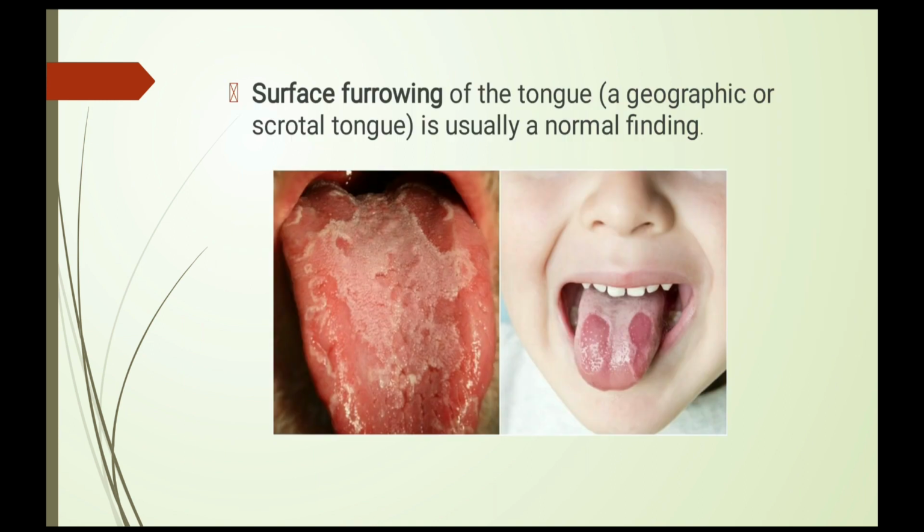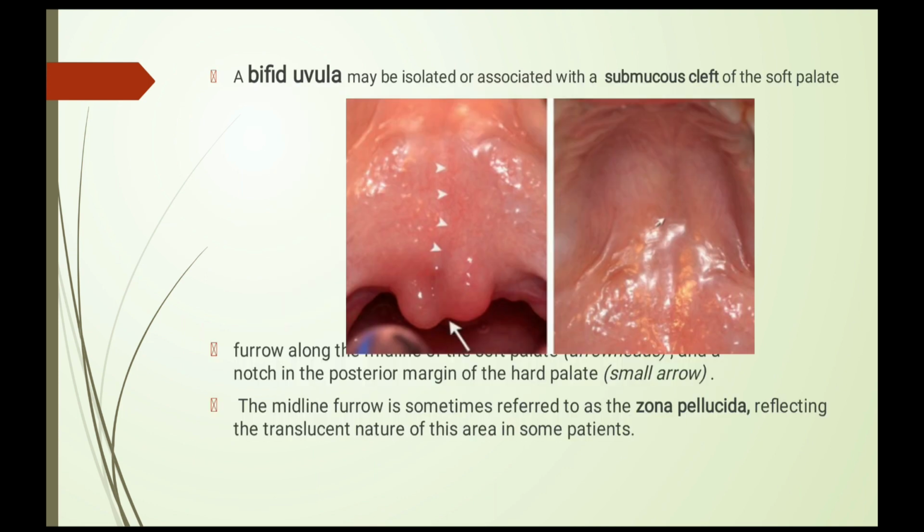Surface furrowing of the tongue, a geographic or scrotal tongue, is usually a normal finding. We have to counsel parents who may be concerned about whether their child has some oral lesions or candidiasis, etc. So we will counsel them after examining the child and ruling out some infectious causes. A bifid uvula may be isolated or associated with a submucous cleft of the soft palate.